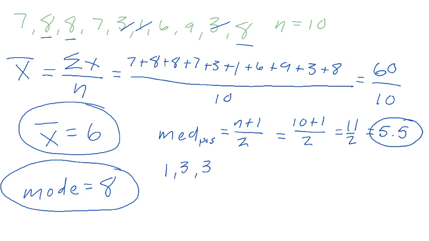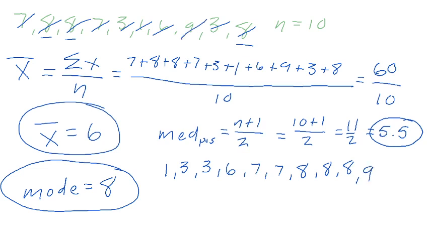Are there any 4s? No. Are there any 5s? No, but there is a 6. There's 1 6. There's 2 7s. So we have 6, 7, 7. We have 8. We have 3 8s, in fact. That's the mode. So 1, 2, 3. And then 9s. We have 1 9. Now the data is in order, and we need to find the position of the median.